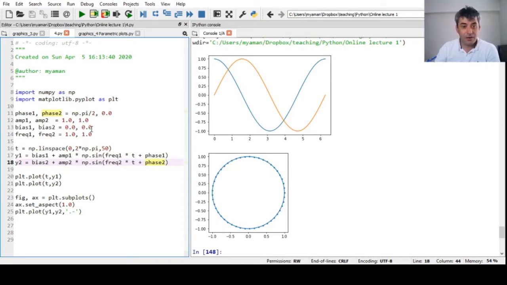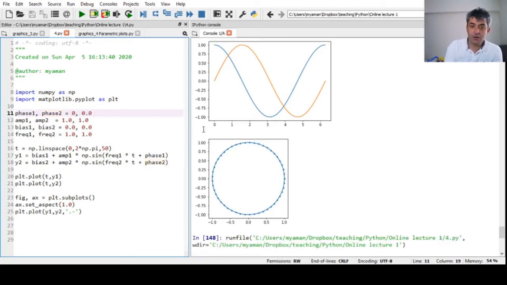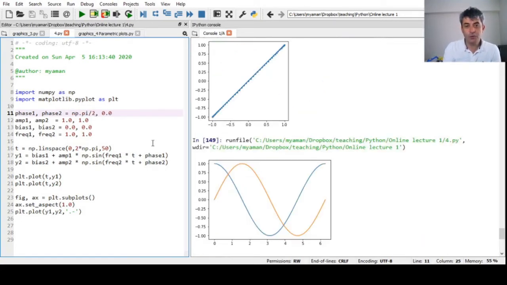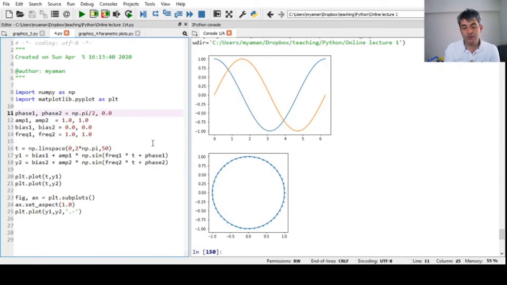Now remember, when the phase was 0, the curves were on top of one another, and then this phase plot was a straight line. So changing it to pi over 2, I have a sine and a cosine and a full circle. It's interesting.